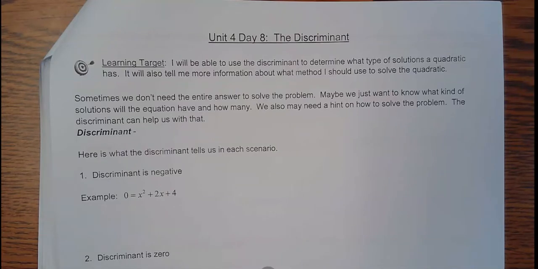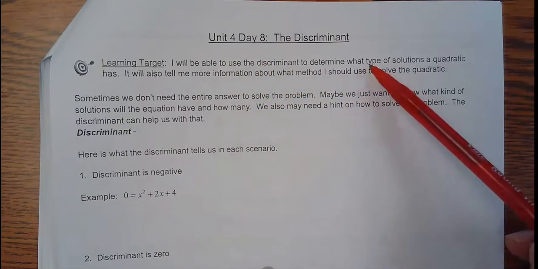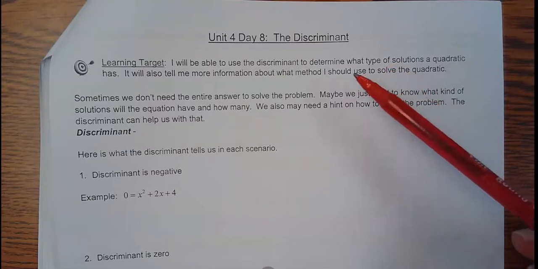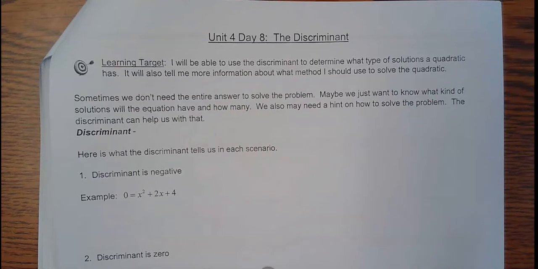We're going to try to figure out real quick, just get a real quick story without actually finding the solutions. We're going to find out what types of solutions it has, but not really get the details of exactly what it is. So our learning target here is I will be able to use the discriminant to determine what types of solutions a quadratic has, and it'll also tell me more information about what method I should use. So you can also use that to help you.